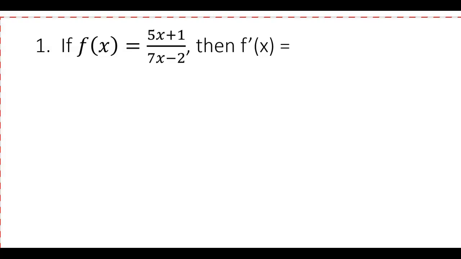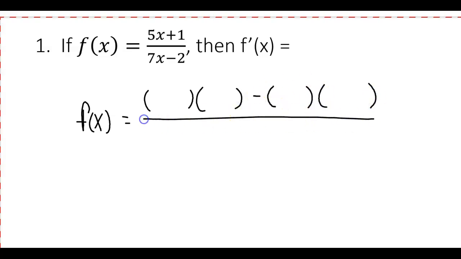All right. If f of x is equal to (x plus 1) over (7x minus 2), then f prime equals what? This is going to be a pretty simple quotient rule problem. I don't reckon you guys will probably even need to watch the video, but I'll do it anyway.